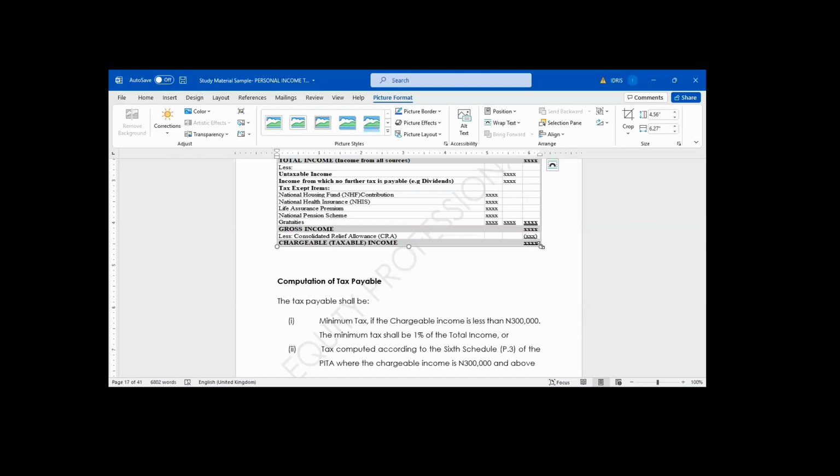However, if your chargeable income is less than 300,000 naira, you will pay what is called minimum tax. And what is the minimum tax rate for personal income tax? The minimum tax rate for personal income tax is 1% of total income.